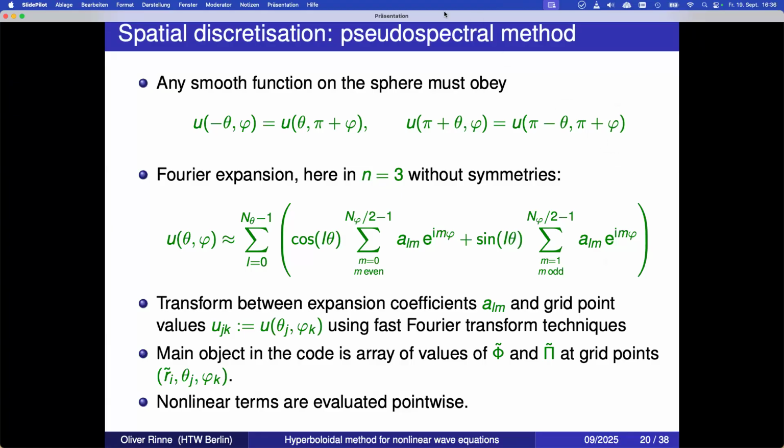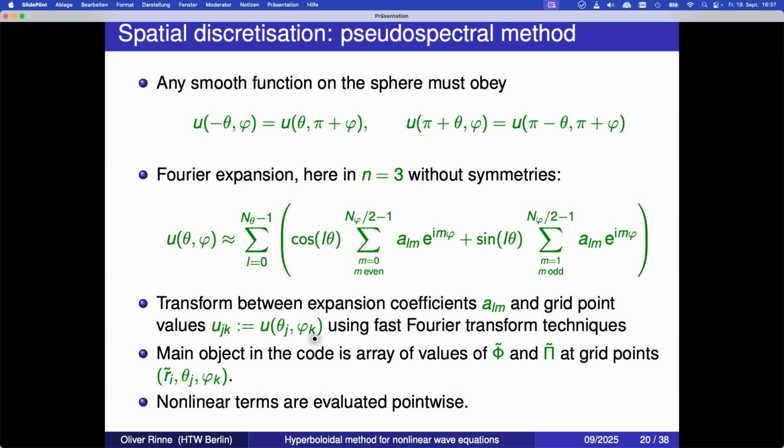Okay, so in this pseudo-spectral method, I need to be able to transform between the expansion coefficients, ALM here, and the grid point values, u_jk, which are just the values of u at these grid points, theta_j and phi_k. And because this is a Fourier expansion, there are fast Fourier transform techniques which allow me to transform between these ALM expansion coefficients and the point values, u_jk.